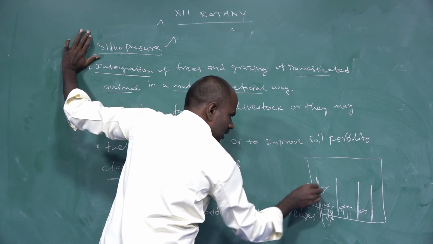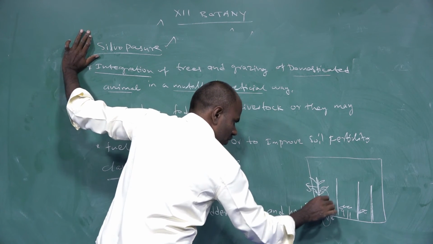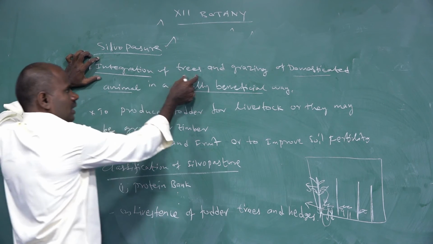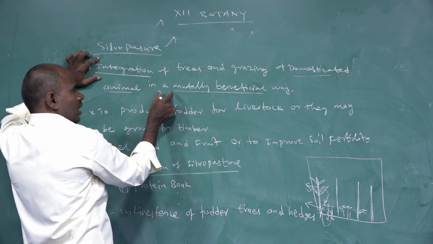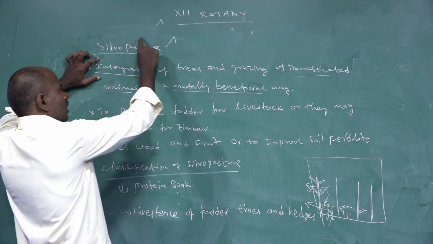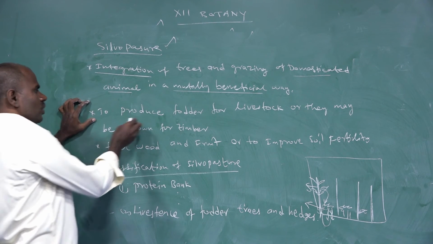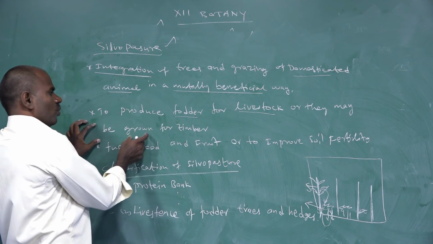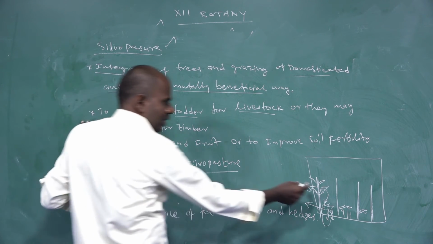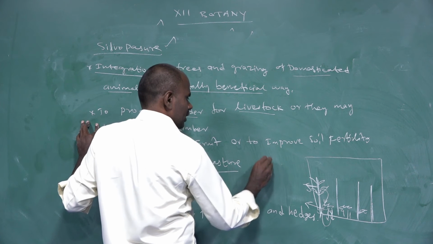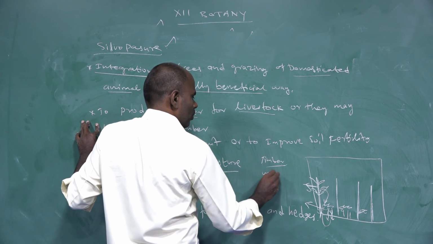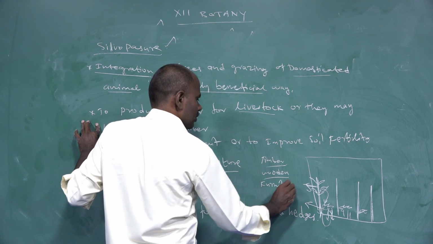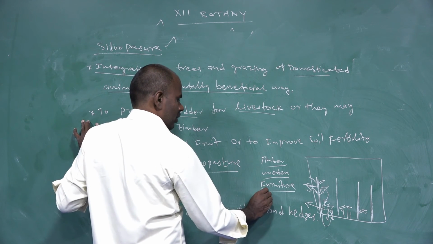These wooden trees' leaves are used for feeding domesticated animals. The first is integration of trees and grazing of domesticated animals, with mutual benefit activities, which is silvopasture. The second is to produce fodder and livestock, and there may be timber trees growing. Timber trees are used for timber and wood, and for manufacturing furniture and in paper industries.